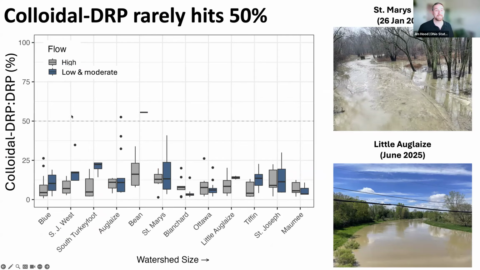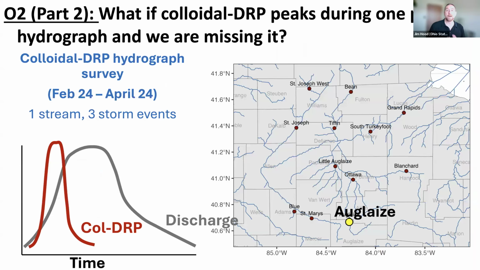And what you see here is, first of all, none of these are at this 50% mark, right? Even during these storm events, we're not seeing colloidal phosphorus DRP hitting 50% or even barely 25%. It's much, much lower. So that's one of the take-homes, right? During these storm events, we're not seeing high colloidal DRP concentrations.